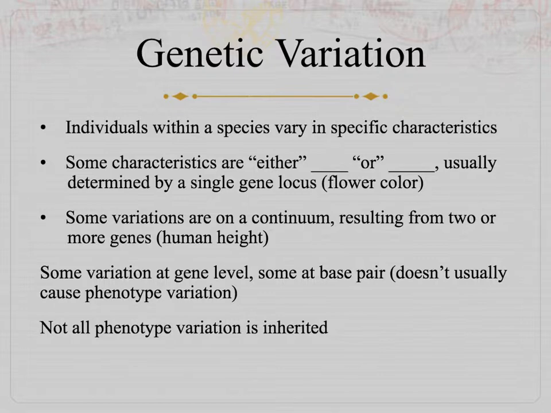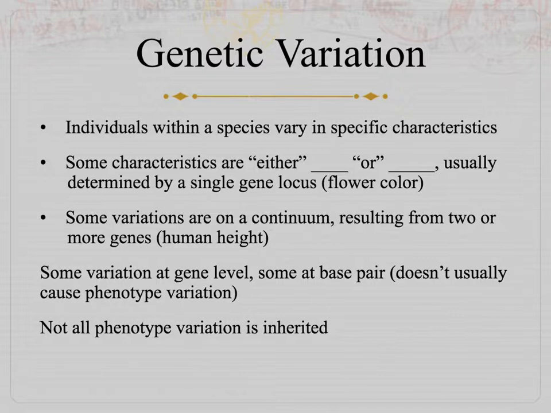Some variations exist on a continuum, which results from 2 or more genes or 2 or more loci, and that would be an example of human height. And then some variation even exists just at the gene level, some at the base pair. But usually that doesn't cause a phenotypic variation because we're just altering one very minute thing.